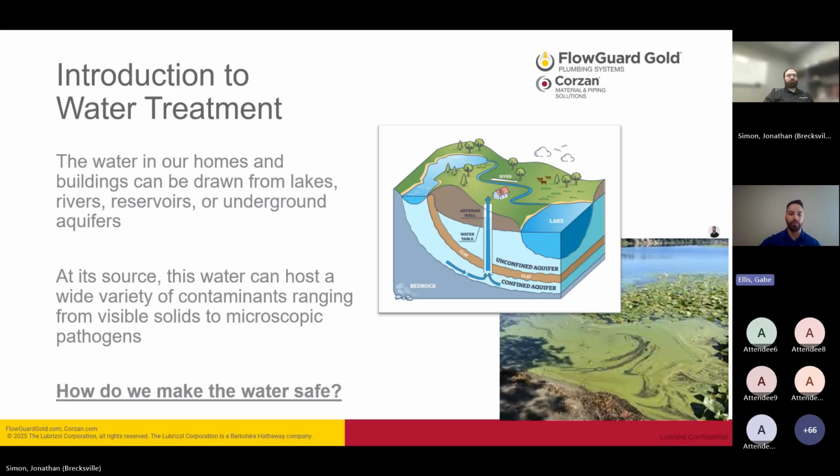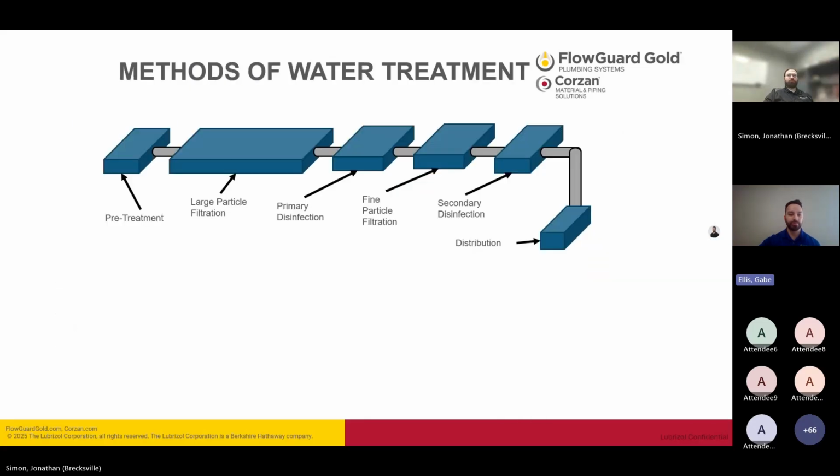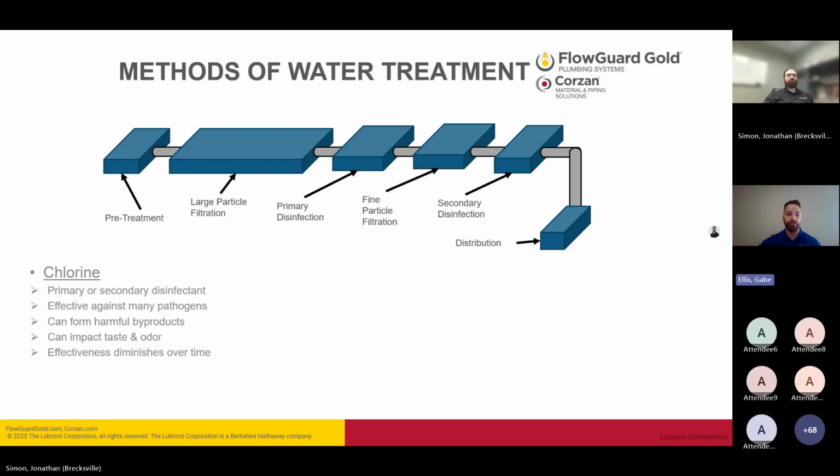And this is really important for all of us. Well, this is a diagram showing the methods of water treatment, and you can see all the different stages from pre-treatment to large particle filtration, primary disinfection, fine particle filtration, secondary disinfection, all the way through distribution. But there are three particular disinfectants that are being used. Chlorine. This is free chlorine that's been used.